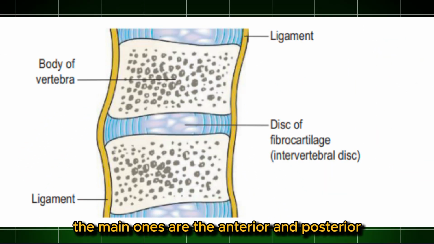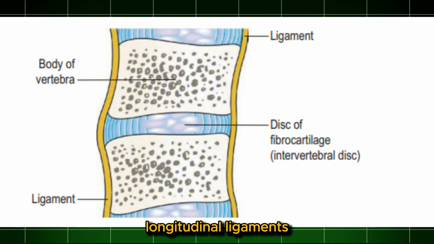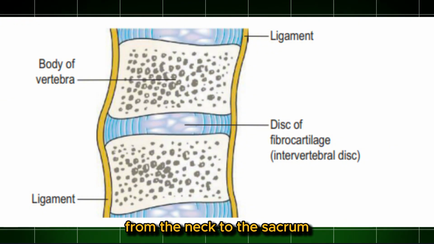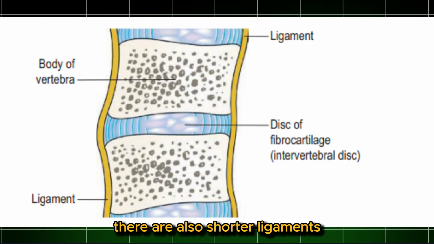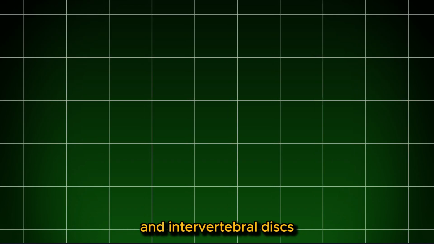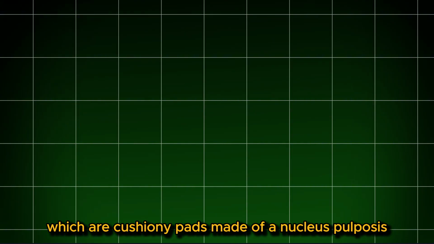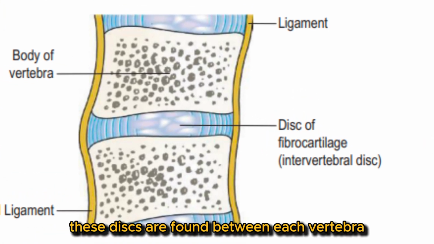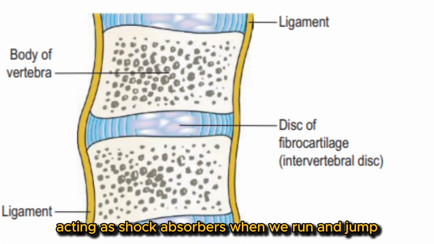The main ones are the anterior and posterior longitudinal ligaments, running down the front and back of the column from the neck to the sacrum. There are also shorter ligaments connecting adjacent vertebrae, and intervertebral discs, which are cushiony pads made of a nucleus pulposus surrounded by an annulus fibrosus with lots of collagen. These discs are found between each vertebra, acting as shock absorbers when we run and jump.